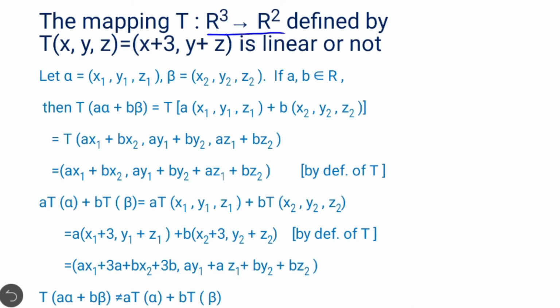Next problem is, the mapping from R3 to R2 is defined by T(x, y, z) equals (x + 3, y + z), and we have to find out whether this mapping or transformation is linear or not. Let's take two elements from this vector space. Let alpha equal (x1, y1, z1) and beta equal (x2, y2, z2), and a, b belong to R.